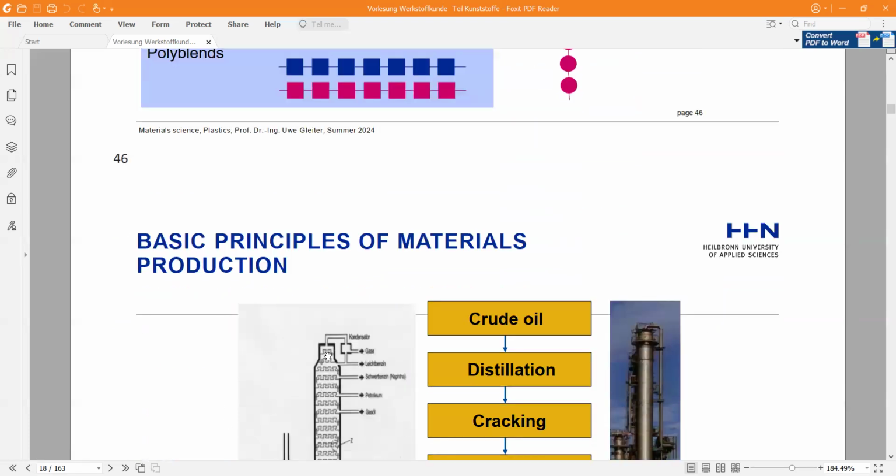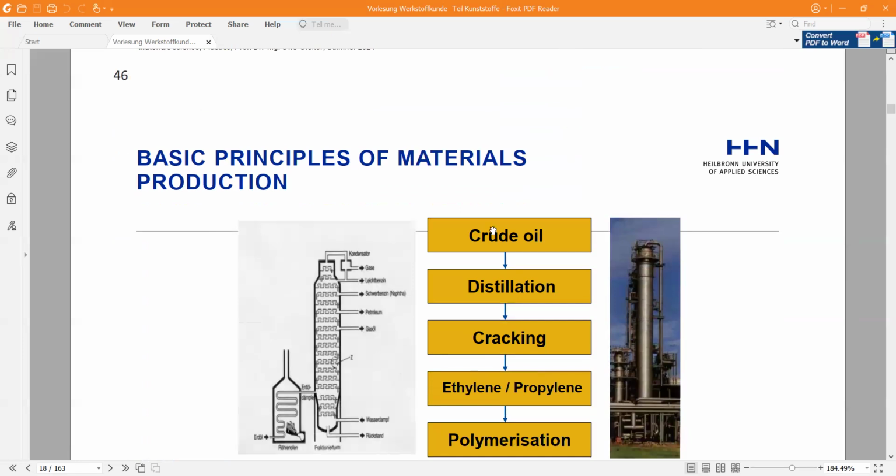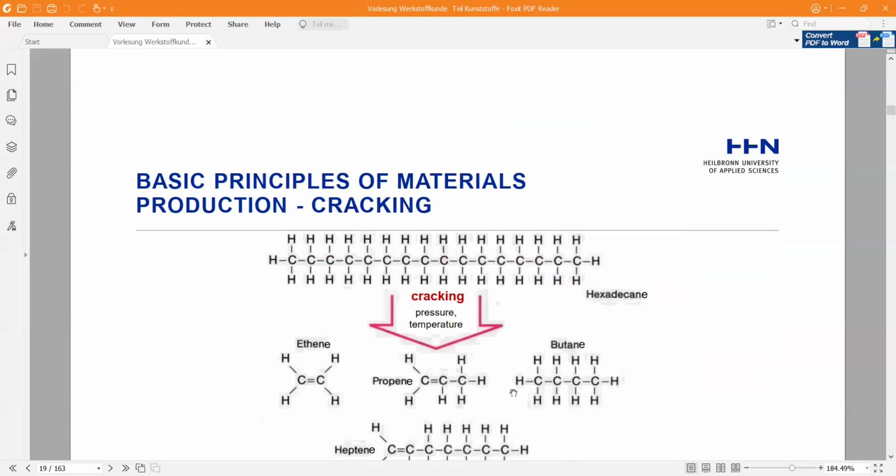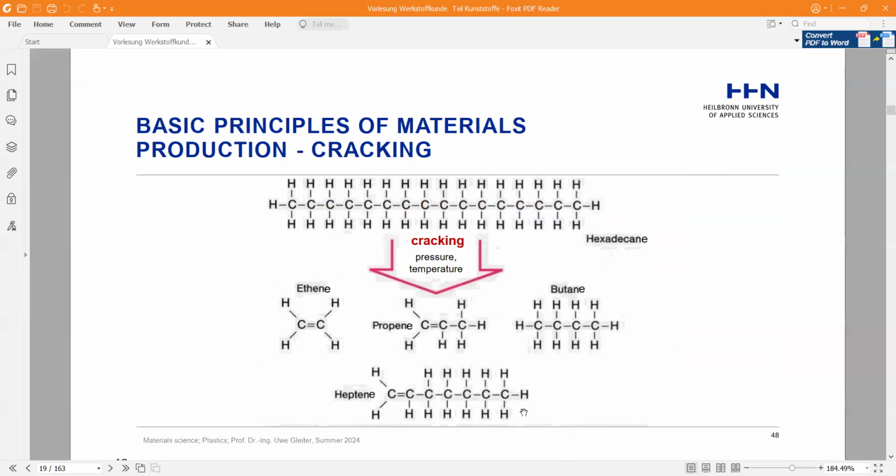So the basic principle of plastic production is crude oil distillation, taking ethylene, propylene, and polymerization. The basic principle of material production is cracking. We have a very long molecule, for instance, hexadecane, and within the cracking, we apply pressure and temperature to get different products like ethane, pentane, butane, and heptane.